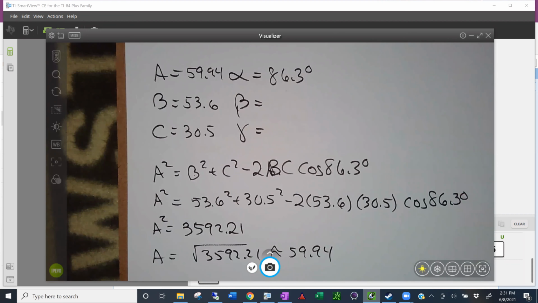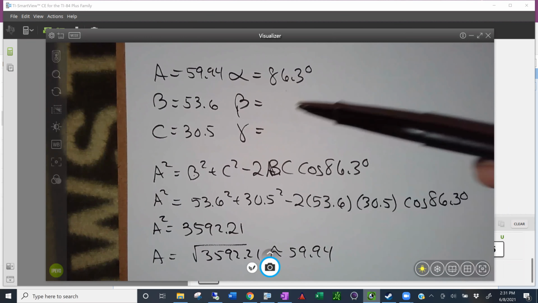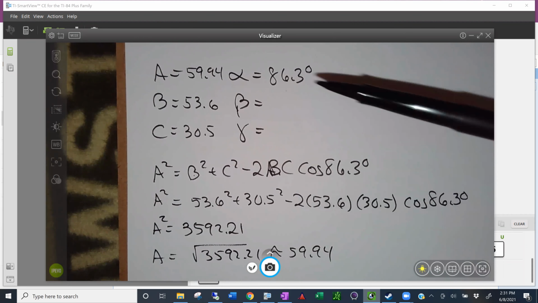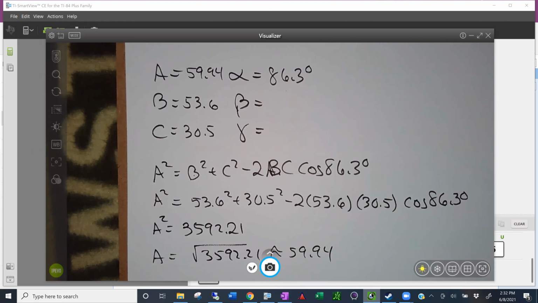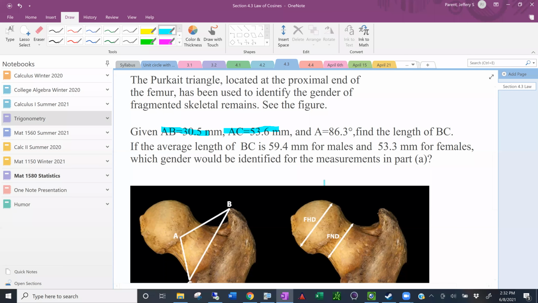So are we okay with this much? You can use the law of sines or cosines to finish that up. Yes. Thank you. Let's look back here at another problem.